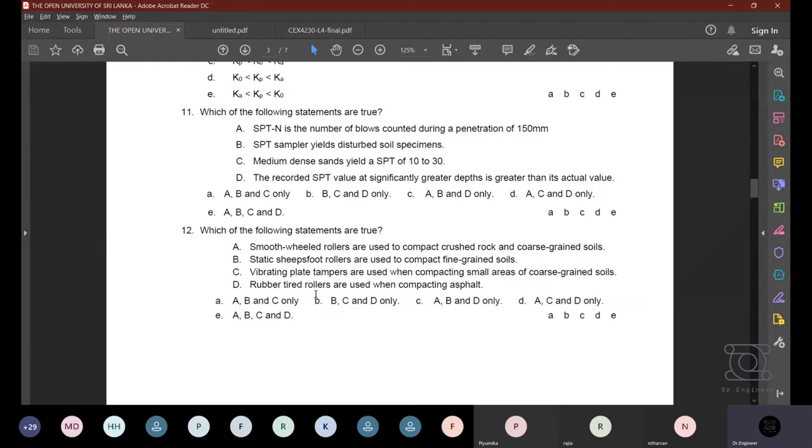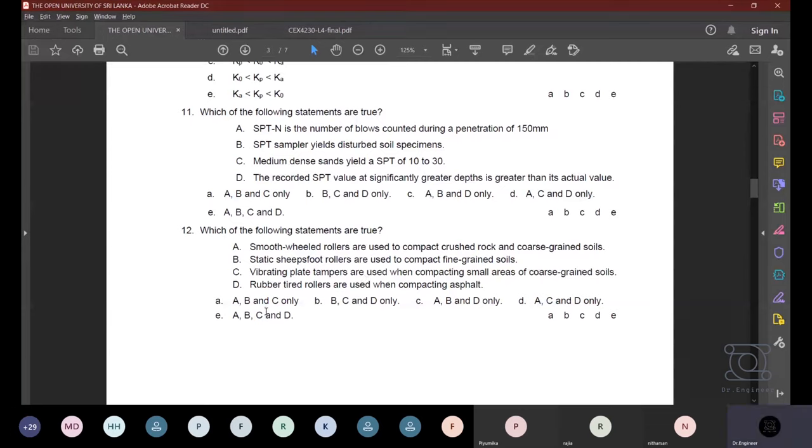Vibrating plate tampers are used when compacting small areas or coarse grains. For small areas, you would have seen this in road projects, mostly when you're traveling by bus. They use these vibrating plate tampers.